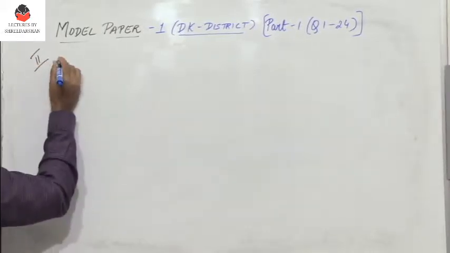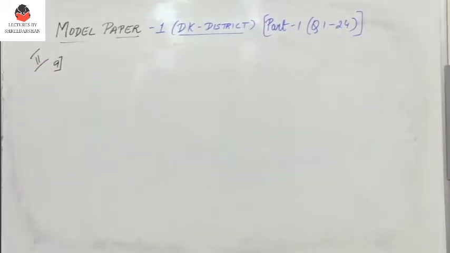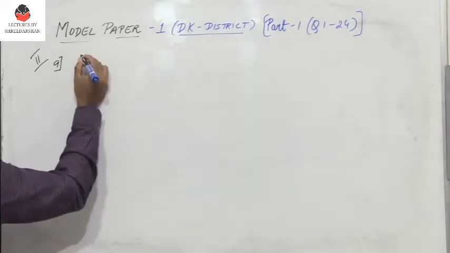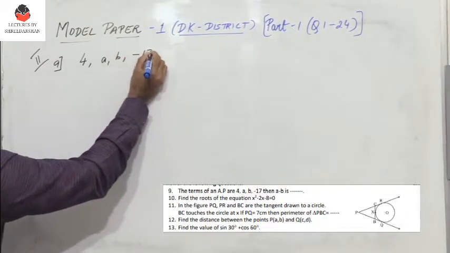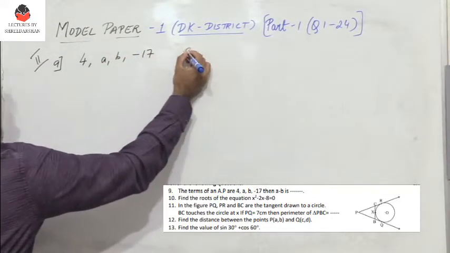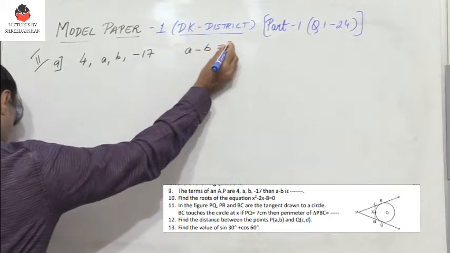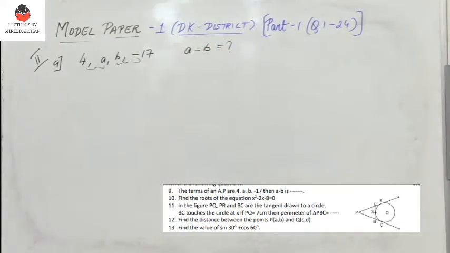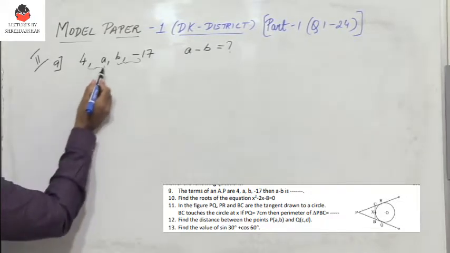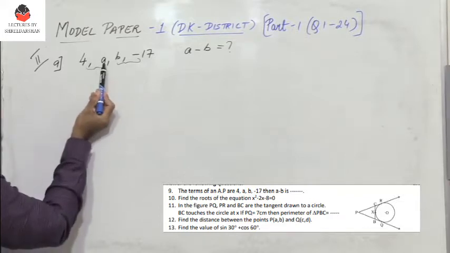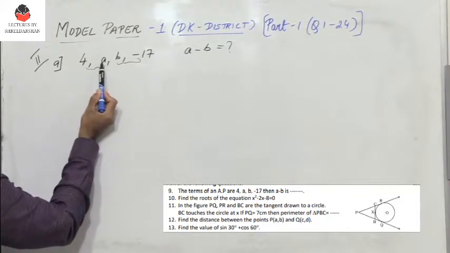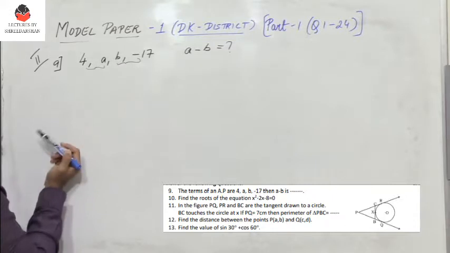The second part has 8 questions and each of them is a 1-mark question. Question 9. The terms of an arithmetic progression are 4, a, b, minus 17. We need to find a minus b. Now what has been asked? a minus b has been asked. We know that the common difference between any two terms happens to be the same. So a minus 4 is equal to b minus a, which is equal to minus 17 minus b.